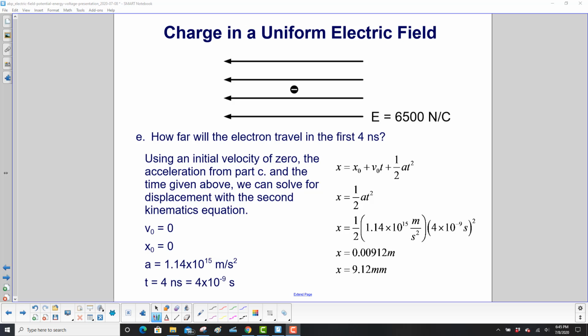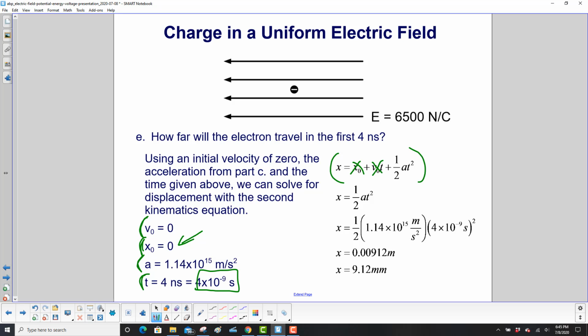How far will the electron travel in the first 4 nanoseconds? Well, once again, initial velocity of 0. We found acceleration earlier. We'll say it starts at position 0. That's fine, because we just want to find the distance from where it started. So we'll just say 0 for the beginning. We have time. 4 nanoseconds is 4 times 10 to the minus 9th seconds. So here we go. First kinematics equation. Get rid of these two terms.